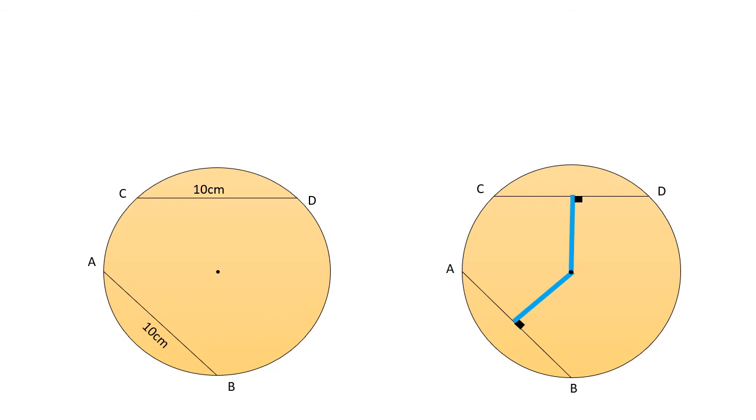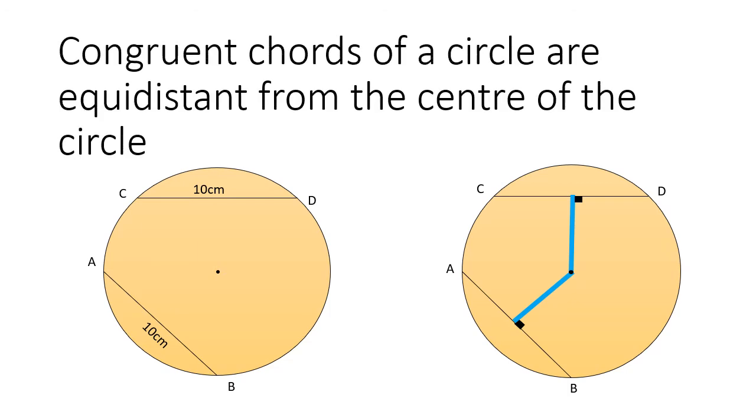Okay, so what does this property say? It says that if you have two congruent chords, then they are equidistant from the center of the circle, which means their distance from the center, if you see the blue colored lines, will always be equal. But the distance we are talking about is the perpendicular distance.